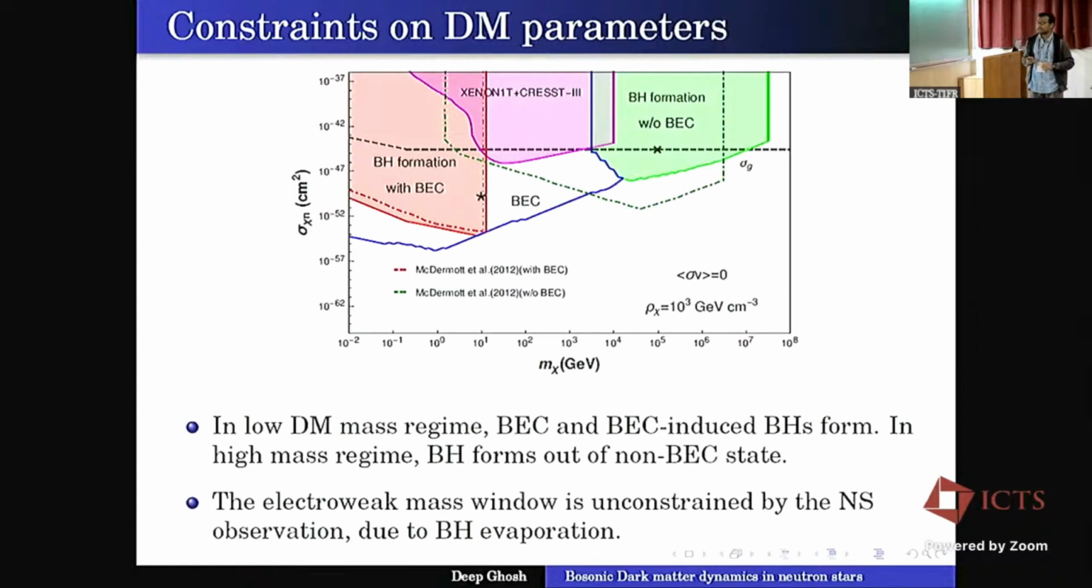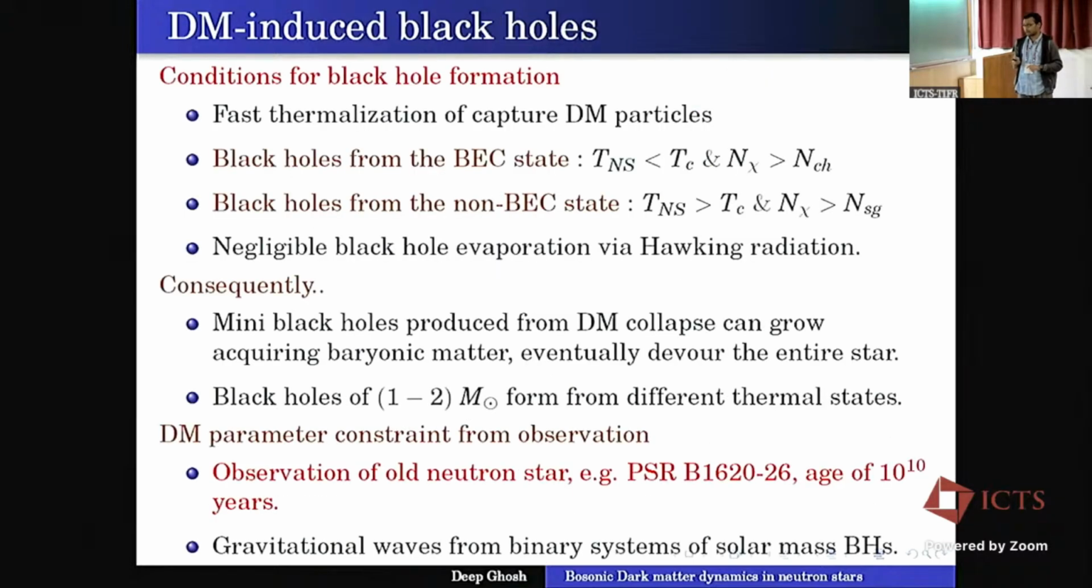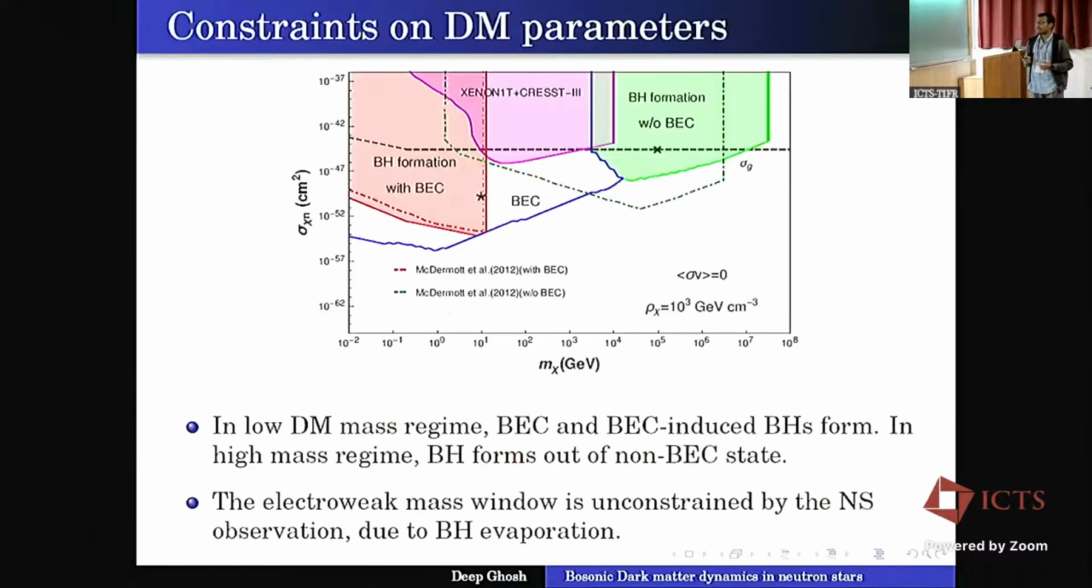Now you can see that in the low dark matter mass regime, the region surrounded by this blue line, here the BEC forms, and this region is excluded by the pulsar observation, because if the sigma_chi is above this line, then we would not see an old pulsar of 10^10 years. And here the black hole forms out of the non-BEC state. So this is a self-gravitating regime, and this appears in the higher dark matter mass regime.